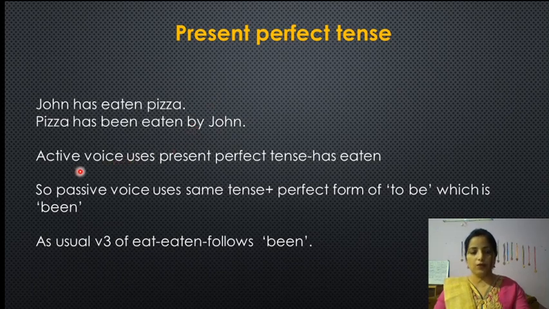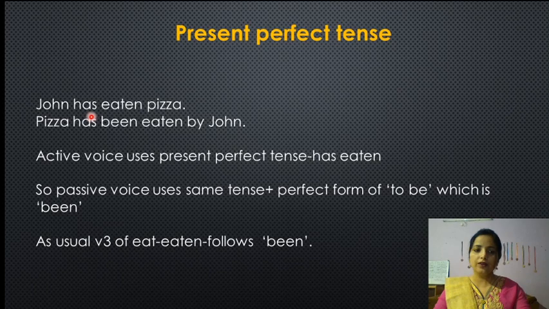What are the rules? What did we follow? Active voice uses present perfect tense: has eaten. You can see has eaten. So passive voice uses the same tense, okay? Has eaten, it's there. Plus the perfect form of to be, which is been. So here be becomes being. In the previous slide we saw to be became being, ing, because eating was there.